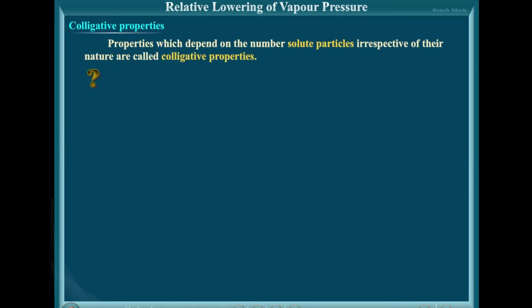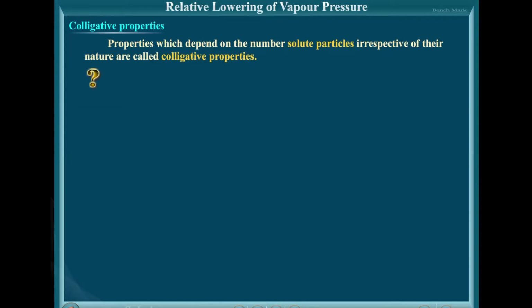So as written here, properties which depend on the number of solute particles irrespective of their nature. That is, it depends upon the concentration of the solute particles. That is why it's written here, properties which depend upon the number of solute particles irrespective of their nature are called colligative properties. So what are the various colligative properties?